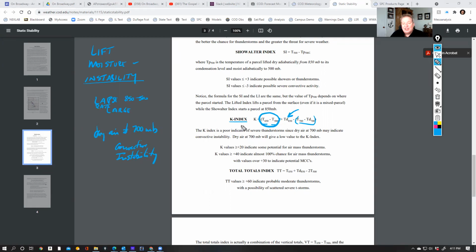So K-index is not good for severe weather. Poor indicator of severe thunderstorms. But it's something that we deal with. If the numbers are high, it usually means we're going to have a lot of rain.